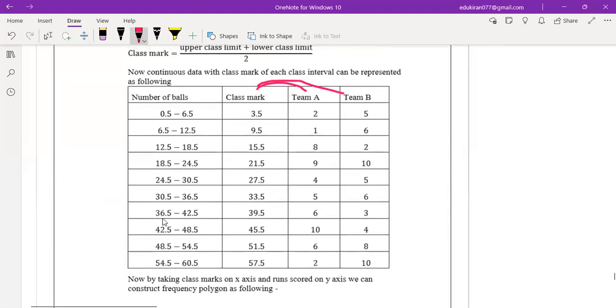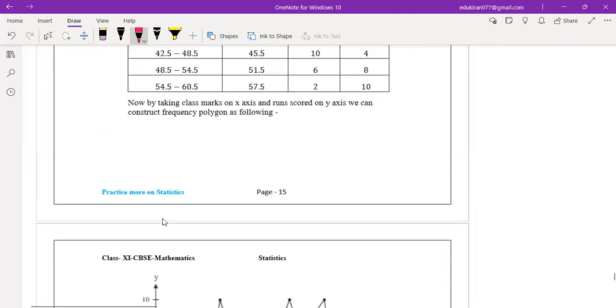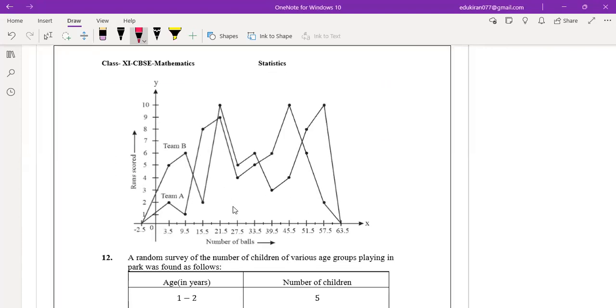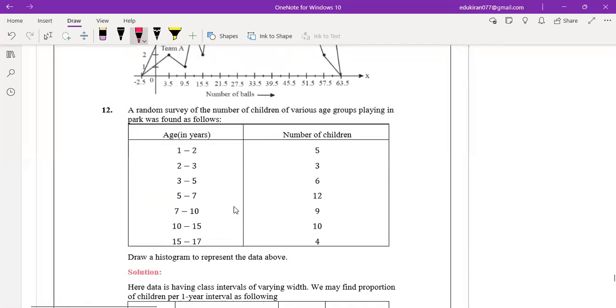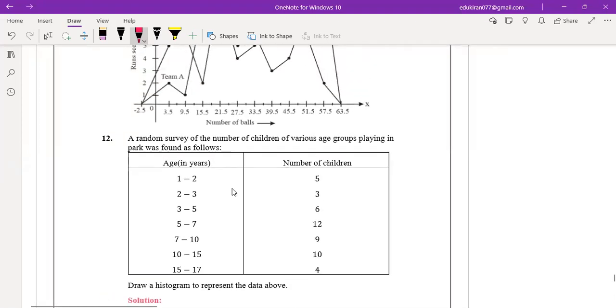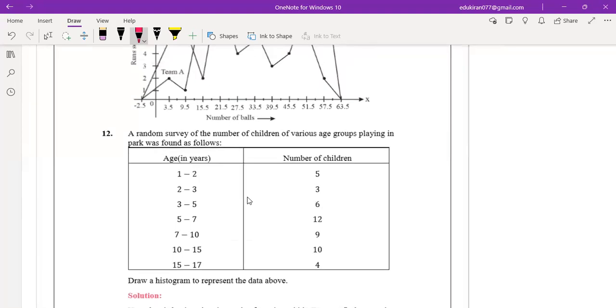Ma'am, are all these questions similar now in exercise 4? Are all the questions similar in this exercise? Yeah, not really, but you can see. But over here, this is a new one where you have to draw the histogram. Okay.